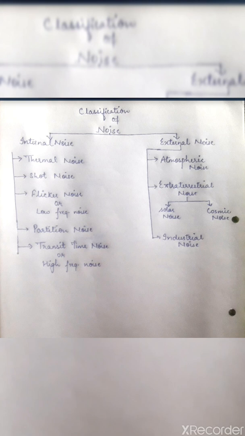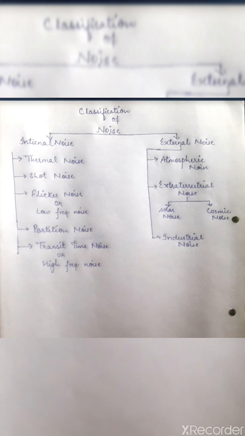Now, come on to the next classification of noise, that is internal noise. What is internal noise? Internal noise is that type of noise which is generated internally or within the communication system receiver. It may be calculated quantitatively, and can also be reduced or minimized by proper system design. Internal noise is randomly distributed over the entire frequency spectrum.